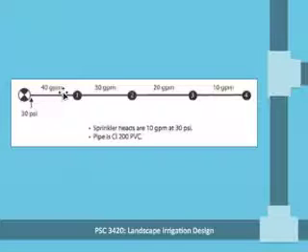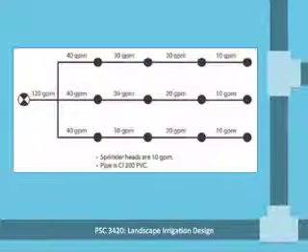Now here in this section, moving from the valve toward the sprinklers, 40 gallons per minute are required of flow because you're operating 1, 2, 3, 4 sprinklers at 10 gallons per minute. So 4 sprinklers times 10 gallons per minute is 40 gallons per minute.